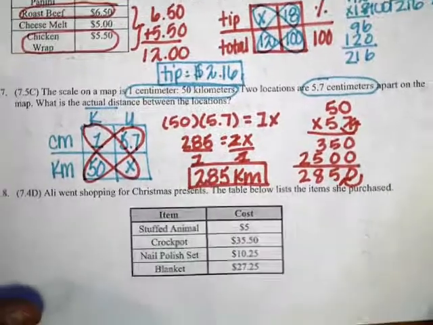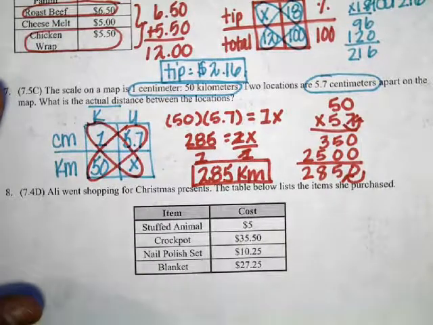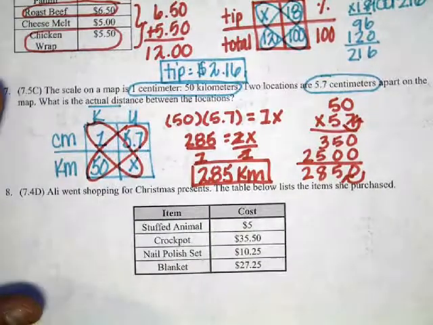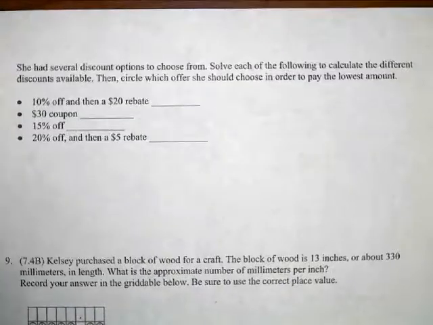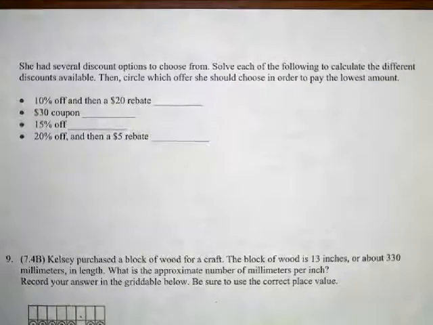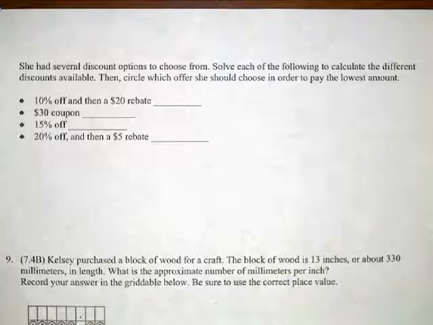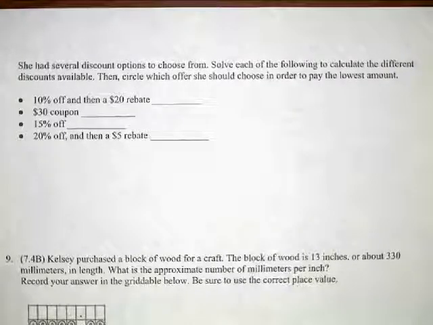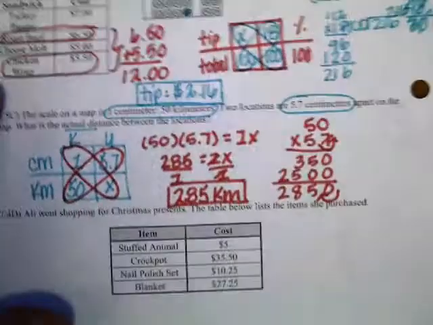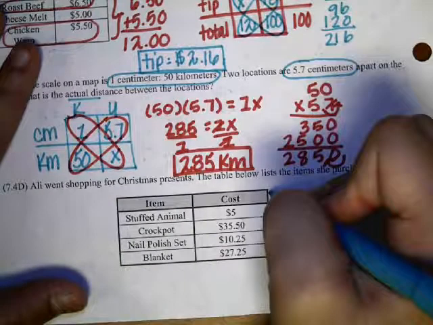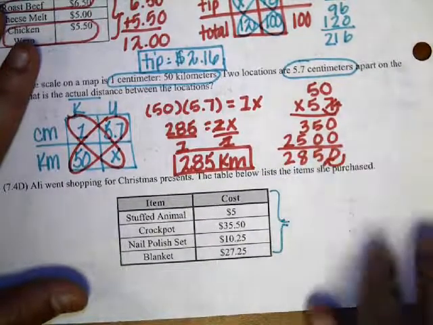Question 8. Allie went shopping for Christmas presents. The table below lists the items she purchased. She purchased a stuffed animal, crock pot, nail polish set, and blanket. She had several discount options to choose from. Solve each of the following to calculate the different discounts available. Then circle which offer she should choose in order to pay the lowest. So our first step is finding the total amount. So go back to that other page and let's add how much everything would be. Without tax, without sales, nothing.